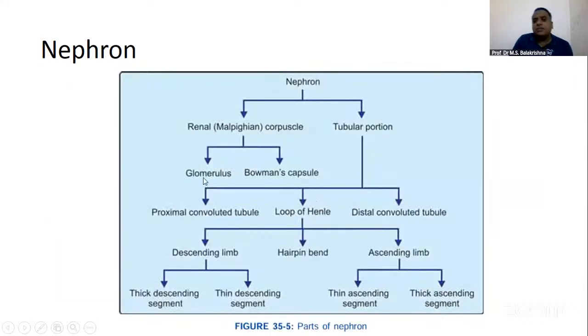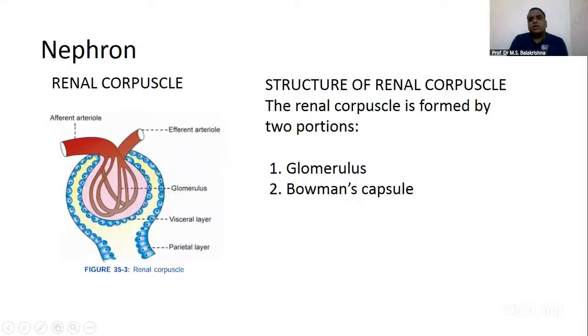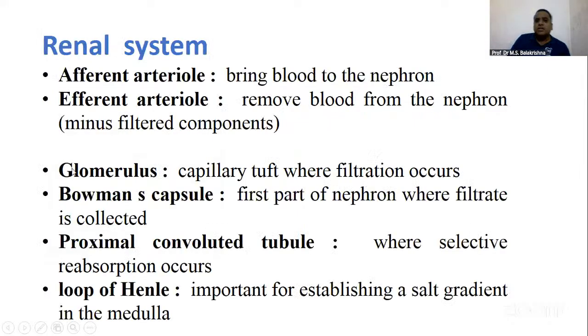Then in the renal part, you have the glomerulus and Bowman's capsule, and in the tubular part, PCT, loop of Henle, DCT, thick and thin segments, hairpin bend. So these are just the parts of the same diagram that I have just told you. The structure of the renal corpuscle: you have got the glomerulus. The cells you should know, inner cells, outer cells, and in between, a space is there. Between the parietal and visceral layer, a space is there where the filtrate comes out. You have got the afferent arteriole which brings blood to the nephron, and the efferent arteriole which takes blood out of the nephron.